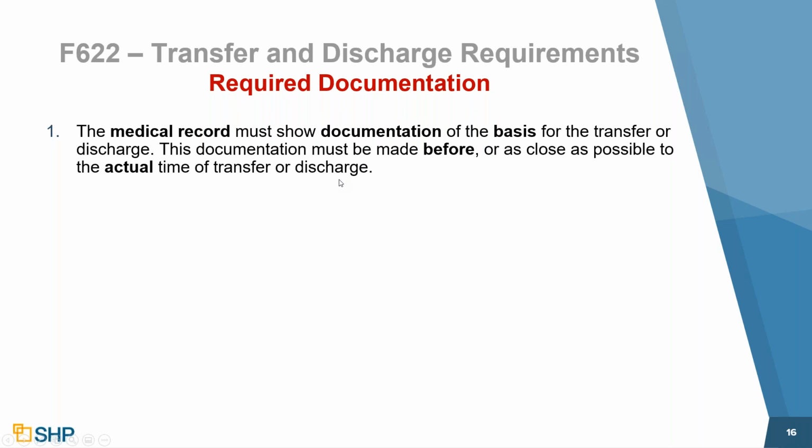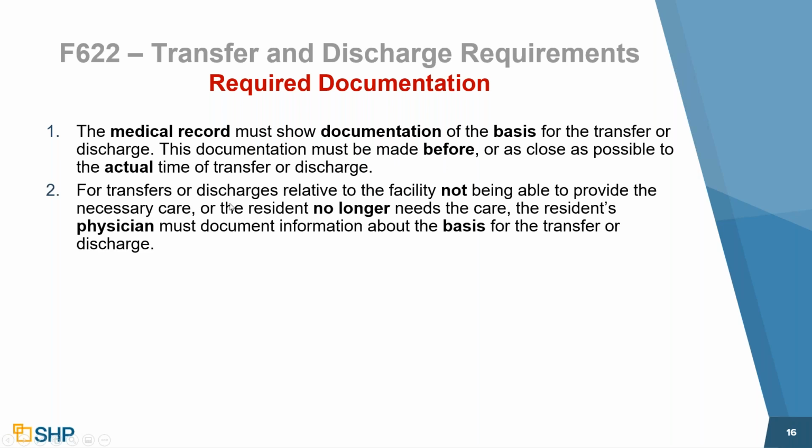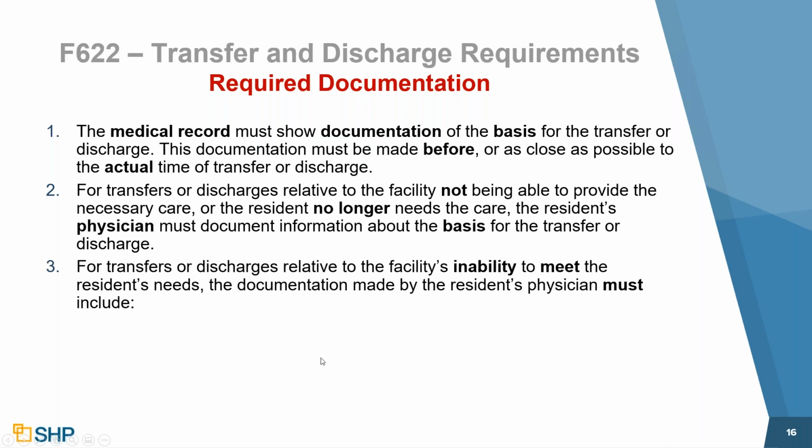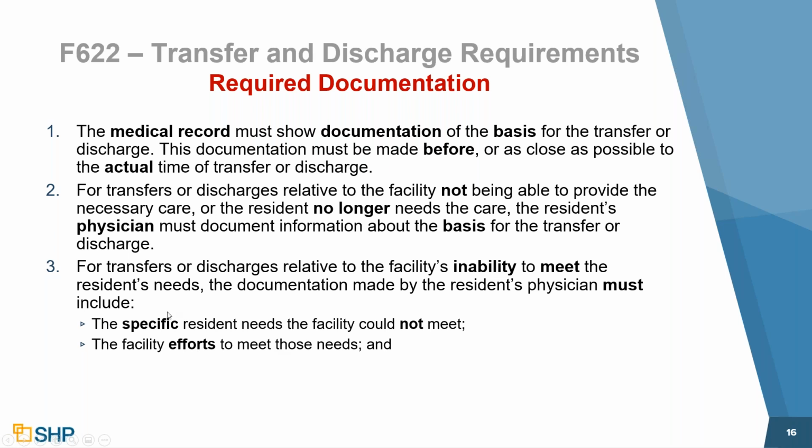So let's look at the required documentation. The medical record must show documentation of the basis for the transfer. The documentation must be made before or as close as possible to the actual time of transfer or discharge. For transfers or discharges relative to the facility not being able to provide the necessary care or the resident no longer needs the care, the physician must document information about the basis, and this is for the resident's physician. This is what they're looking for. For transfers or discharges relative to the facility's inability to meet the resident's needs, the documentation made by the resident's physician must include the specific resident needs the facility cannot meet. Specific. The facility efforts to meet those needs. All of that's got to be in your medical record.